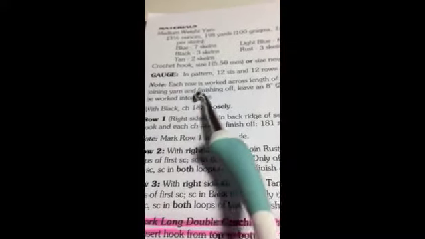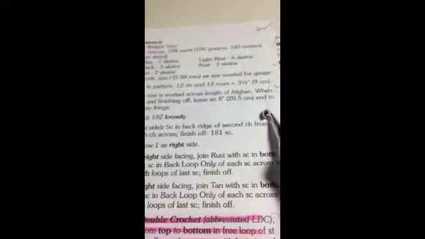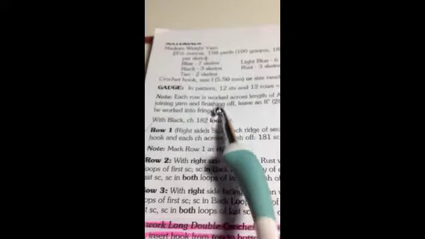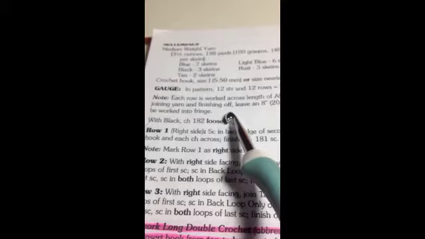Okay, and I look for special instructions like the note. It tells you each row is worked across the length of the afghan. When joining yarn and finishing off, leave an 8-inch end to be worked into the fringe. Now that's a special note for this afghan, and you need to read those before you start a pattern.